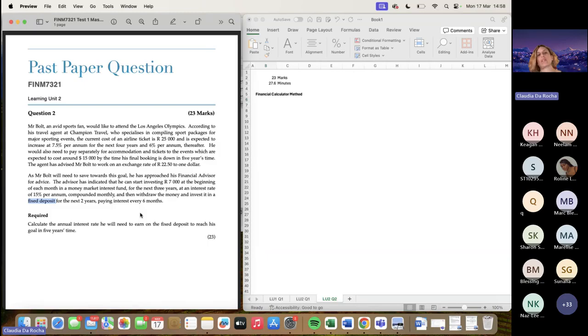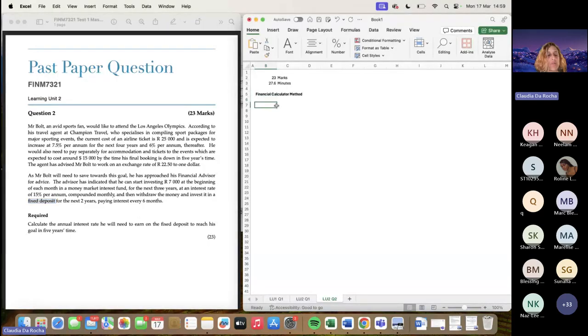Okay, so there's a couple of steps. So number one, future value of what the event is going to cost us. Number two, future value of what we will get out of the annuity that we're going to invest in. And then number three is what is the interest rate we need in the fixed deposit to get the amount we need. Okay, so there's quite a few calculations. Okay, so the first thing that we're going to do is the future value, or the cost of our ticket, right?